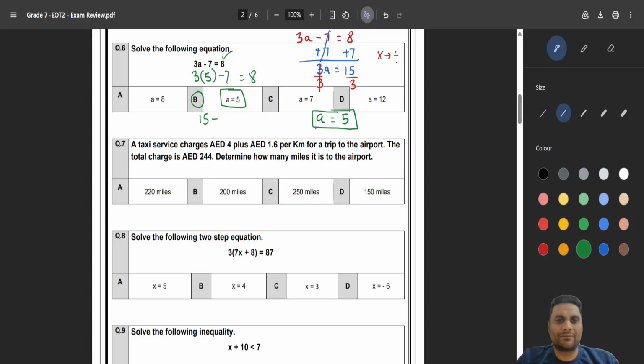15 minus 7. So 15 minus 7 how much? 15 minus 7 is 8, which is equal to this. Yani my answer is correct. So you can check your answer also like this.